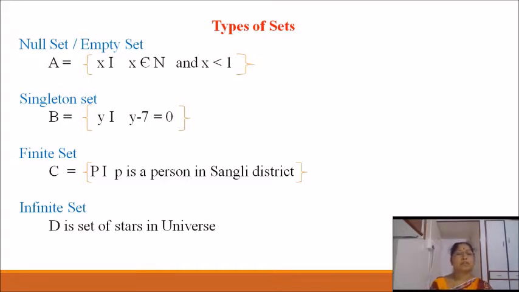Now the last one is the infinite set. If the counting of the number of elements in the set does not terminate at any stage, then that set is called an infinite set. D is the set of all stars in the universe. That is, we can't count the stars in the universe. Therefore, this set is an infinite set.